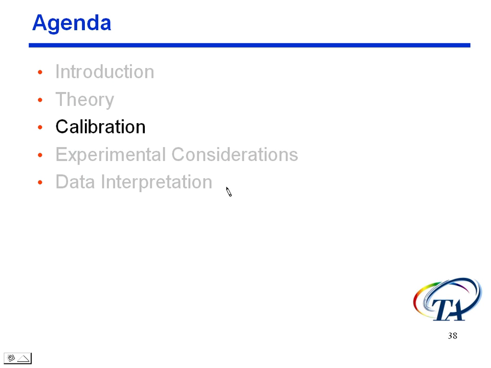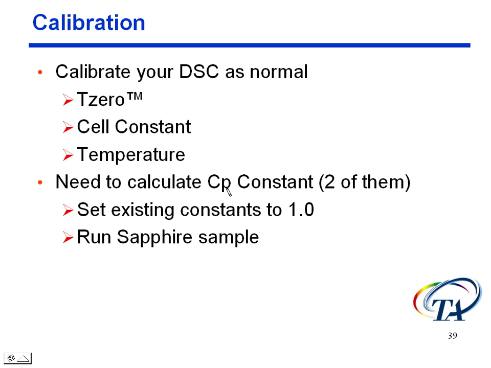All right, now let's talk about calibration. First off, you have to calibrate your DSC as normal. So for a Q100 or a Q1000, you have to do a T0 calibration. You also have to do cell constant and temperature calibration. Now that has to be done. We went over that in the original QuickStart course for DSC, so everybody should know how to do that.